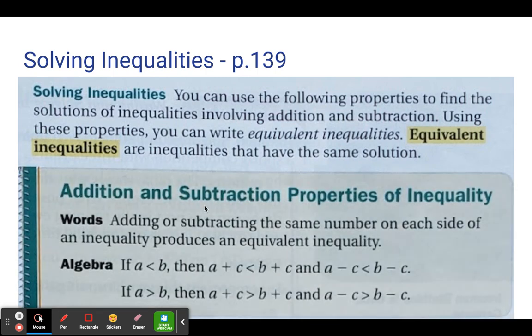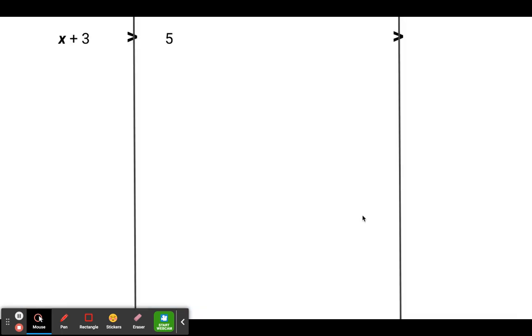So if you remember, our addition and subtraction properties of equality for equations said that if we subtracted one thing from one side of the equation, we had to subtract from the other side. And that if we did this on both sides by the same amount, we would end up with an equivalent equation. It's the same idea here with inequalities.